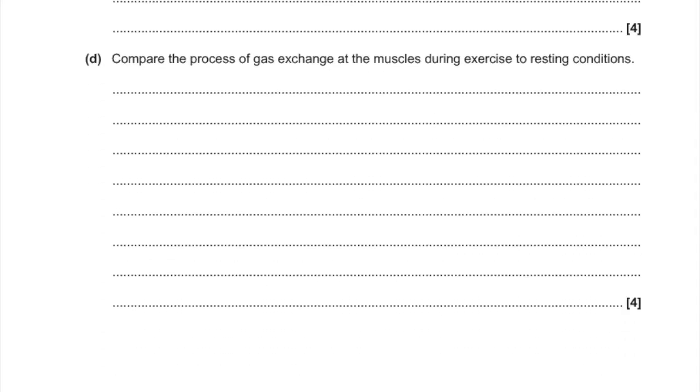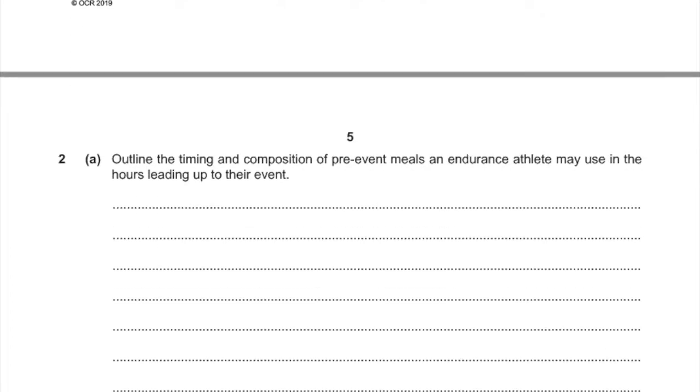And then again, with the process of gaseous exchange during exercise compared to resting conditions, we need to mention what the difference is. It's higher, it's lower than it was there, and then what the impact is. So the result of that greater diffusion gradient, what impact that would cause, and obviously we need to make sure we get 4 different marks on there.